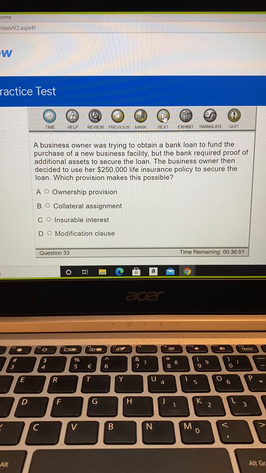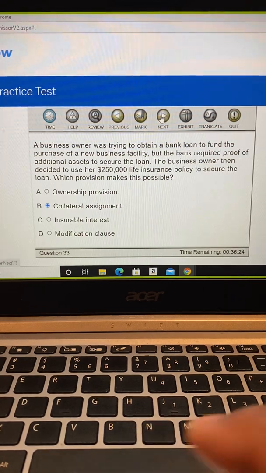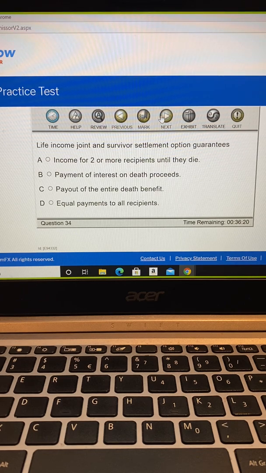A business owner was trying to obtain a bank loan to fund the purchase of a new business facility, but the bank required proof of additional assets to secure the loan. The business owner then decided to use her $250,000 life insurance policy to secure the loan. Which provision makes this possible? Collateral assignment. All right, next. Life income, joint and survivor settlement option guarantees income to two or more recipients till they die. And yeah, A.